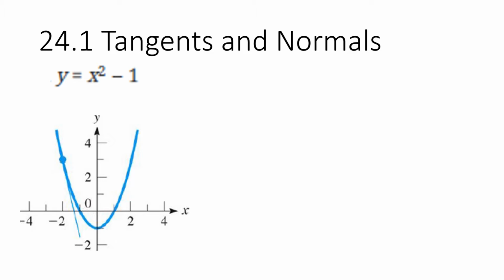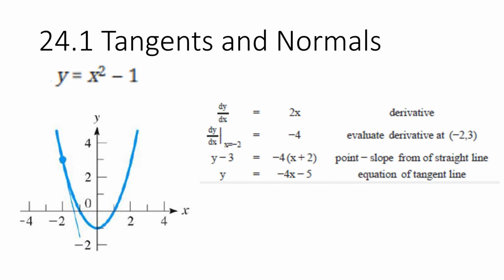Now I'd like to draw the tangent to that curve at that point and actually write the formula for the line of that tangent. So how do we go about doing that? Well, first we take the derivative of the original function. So y equals x squared minus 1; take the derivative of that, and that's 2x. That gives us the formula for the slope of the tangent at any given point.